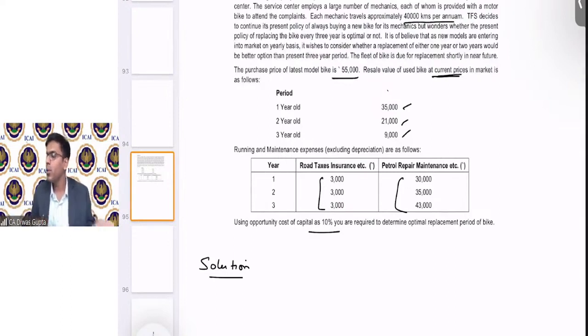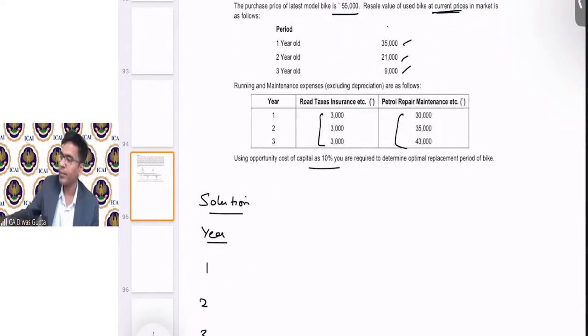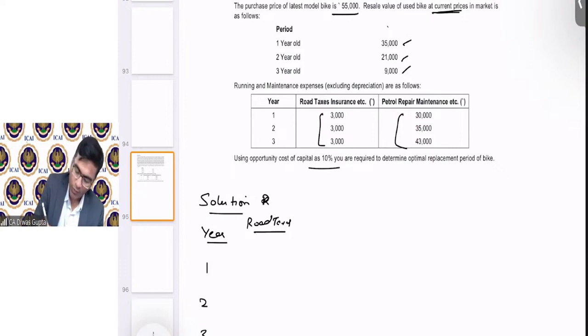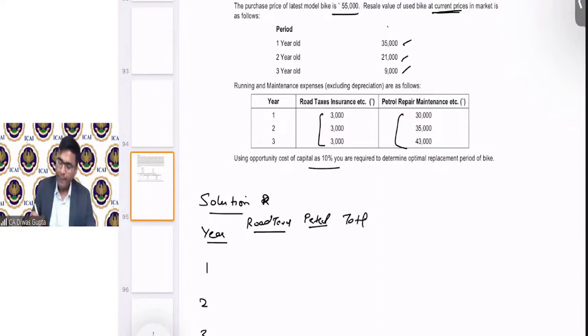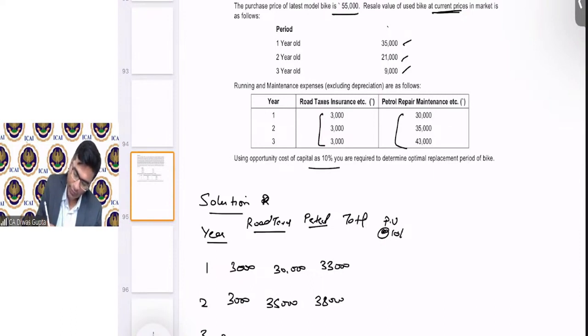So years 1, 2, and 3. First, let's take the road taxes, the yearly components, then petrol. We will take the total, then present value factor at the rate of 10%. So these costs are bound to happen. 3,000 for the first year, 30,000 for the petrol, in totality 33,000. 3,000 road taxes for the second year, 35,000 as petrol, and hence 38,000 being total. Then lastly 3,000 and 43,000. 43 plus 3 is 46,000.